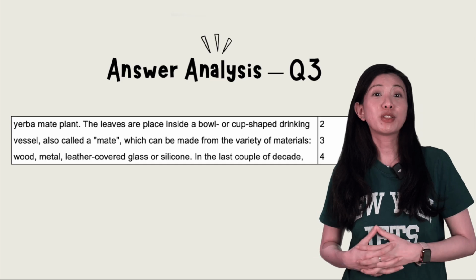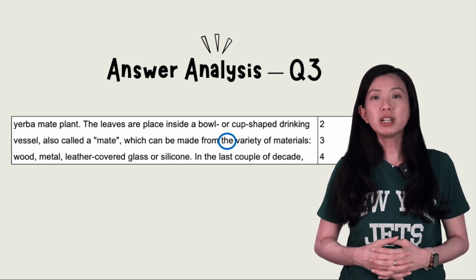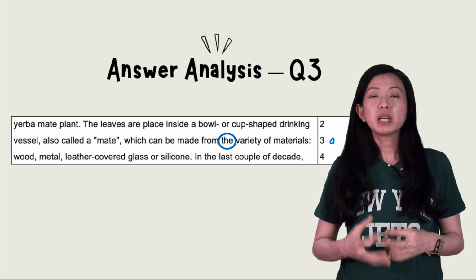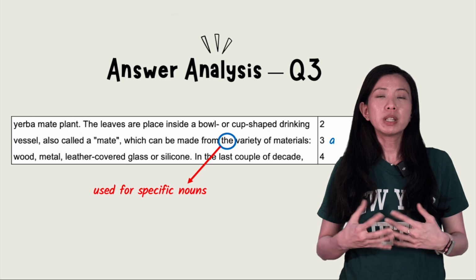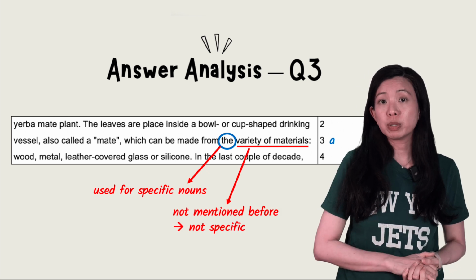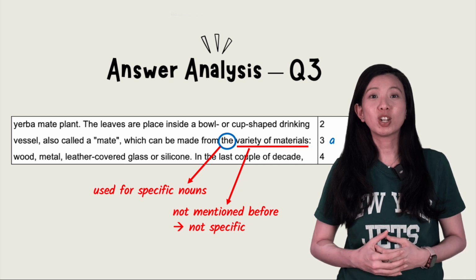Going on to line 3, the error is in the word the. This is an article error. It should not be the, but a, because the is usually used when you're referring to something specific. However, nothing has been mentioned about these materials before. This is the first mention, therefore I should be using a, not the.